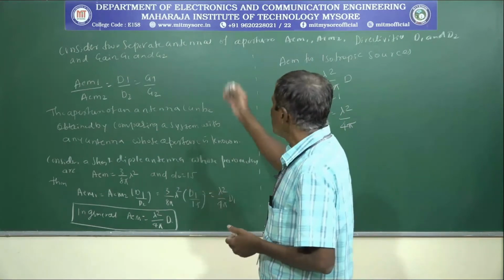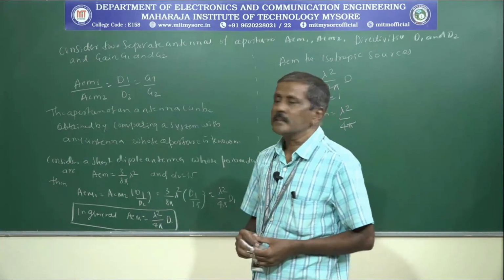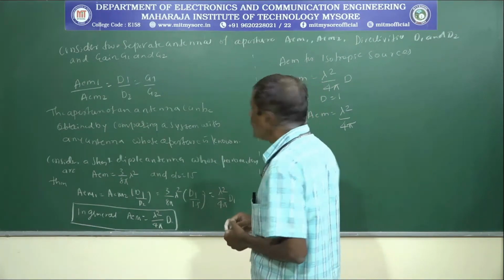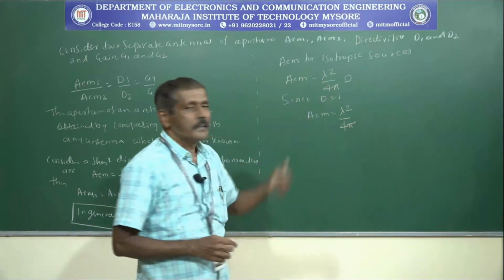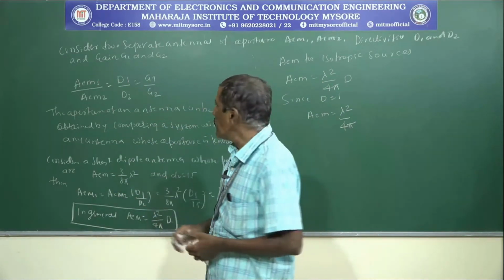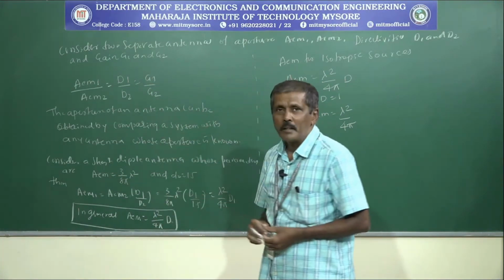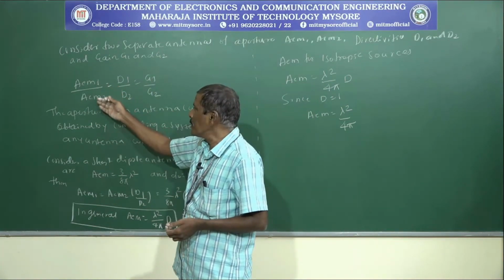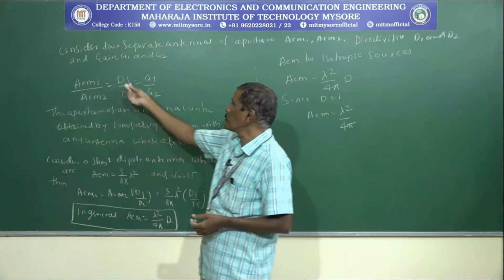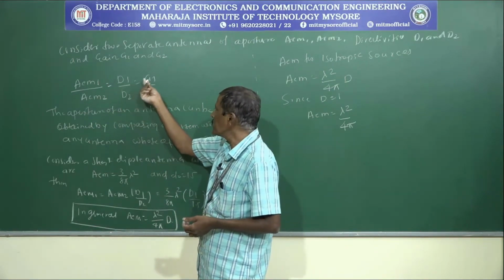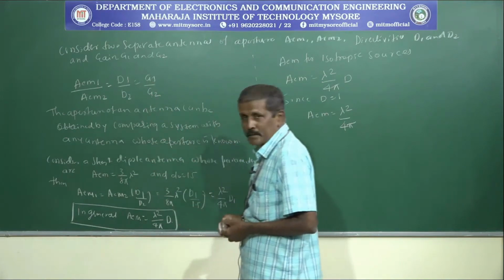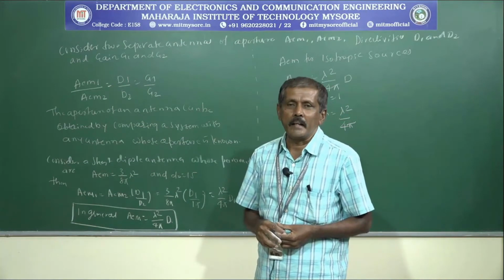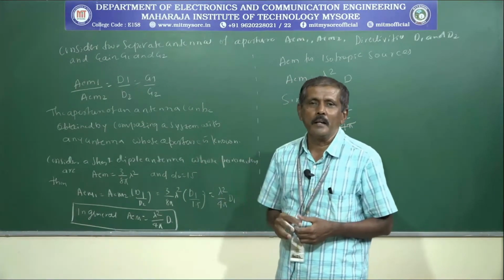Now consider two separate antennas having apertures AEM1 and AEM2, directivities D1 and D2, and gains G1 and G2. Then you can write AEM1 divided by AEM2 is equal to D1 divided by D2, which is equal to G1 divided by G2.